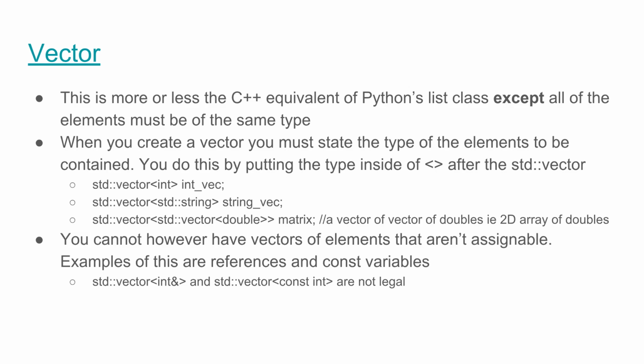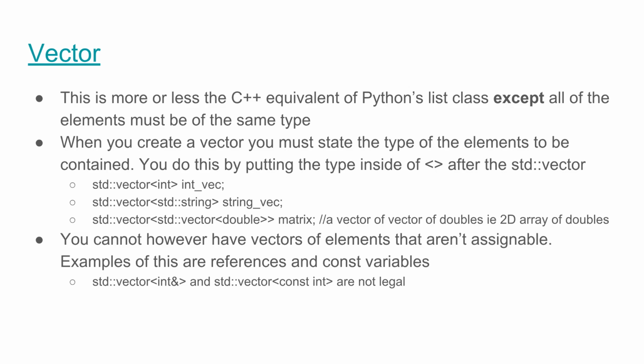Everything inside the vector has to be assignable. So you can't put things like references into a vector. So a vector of references is illegal. And you couldn't have a vector of constant values. So a vector of constants would also be illegal as well.